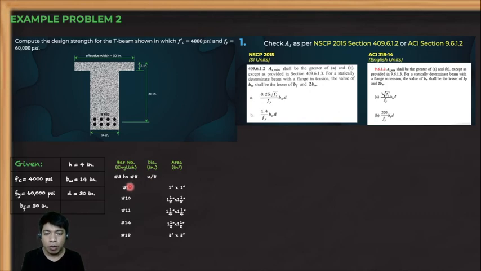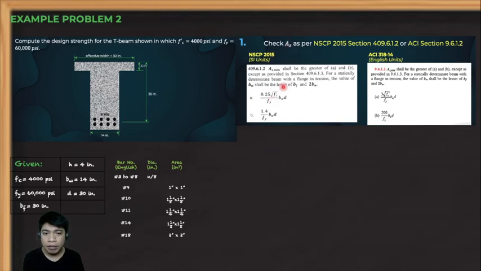For bar numbers exceeding 8, that is number 9, 10, 11, 14, and 18, they follow a specific area of square bars. Let me just clarify this: number 9 and above are all circular reinforcing bars, not square bars. But their areas follow the areas of square bars of 1 by 1, 1 and 1/8 by 1 and 1/8, 1 and 1/4 by 1 and 1/4, 1 and 1/2 by 1 and 1/2, and 2 by 2.